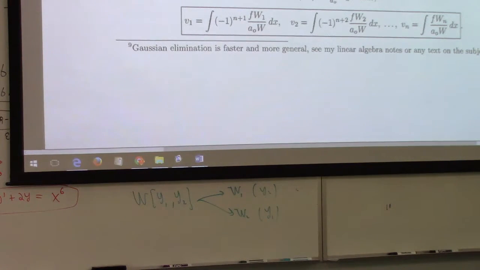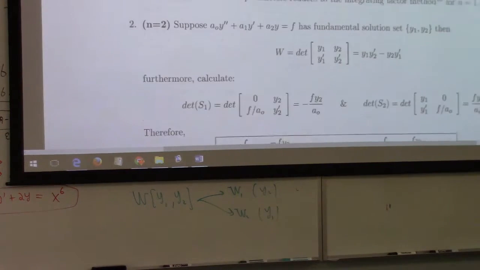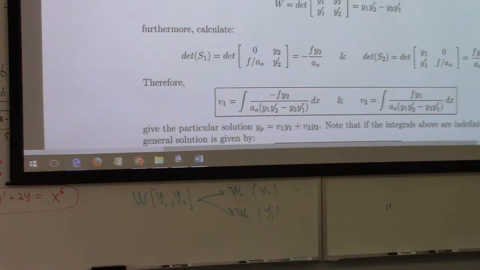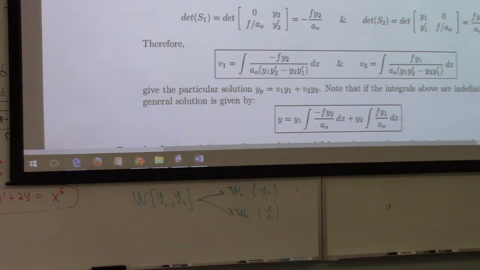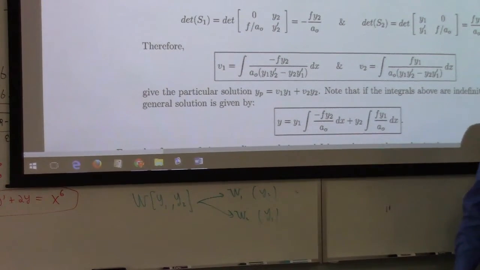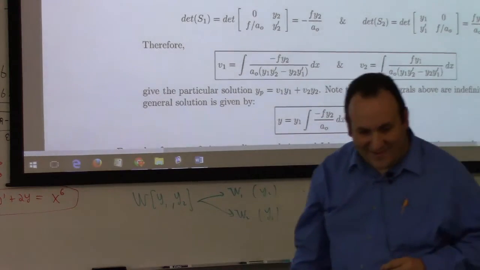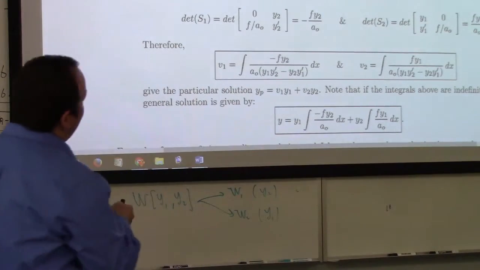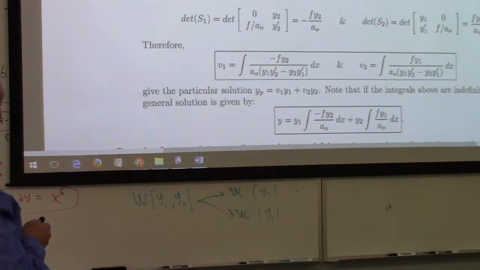Even at n equals 3, you've got to calculate 4 3x3 determinants to do this problem. And then you've got integrals to do. Before I get to the example, I would just like to point out that variation of parameters is general. So let's take a second to smell the roses here.